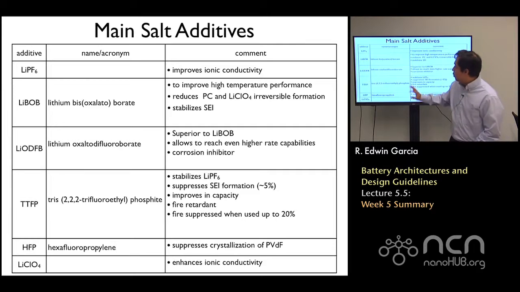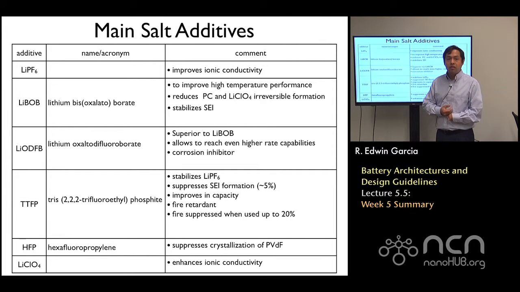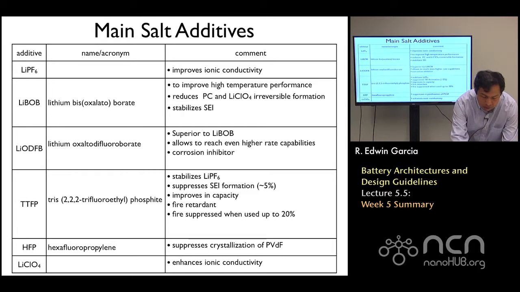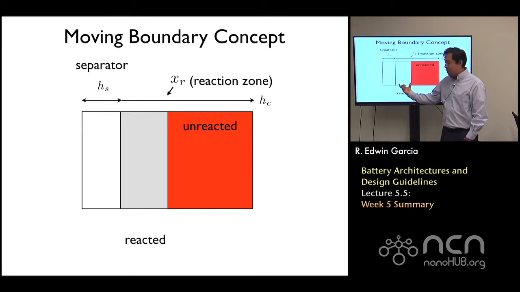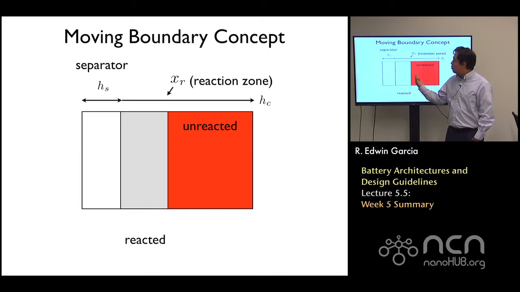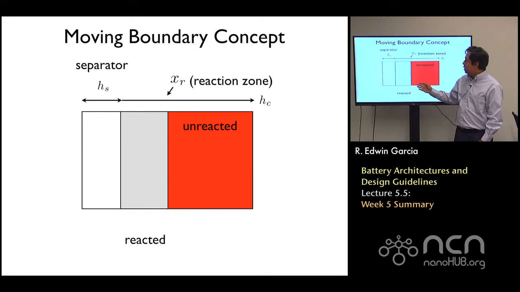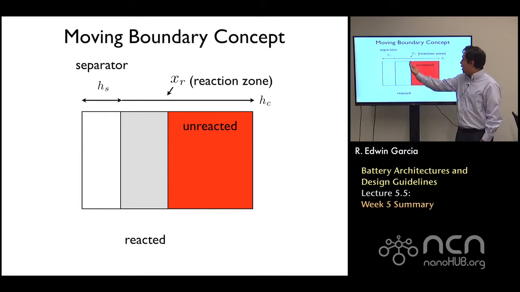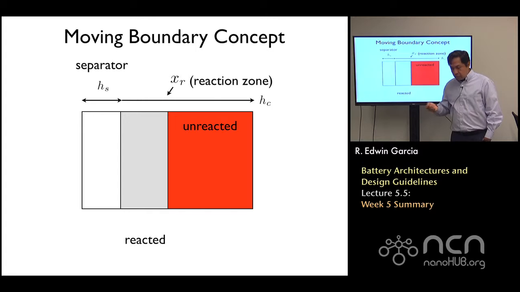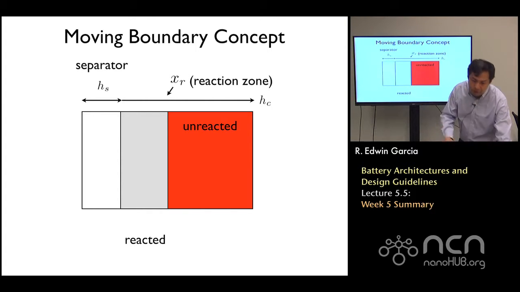Now, based on that, we proposed the concept of reaction zone to describe the performance of a cell. And here, what we basically did, we divided the electrode into a reacted and unreacted zone that is moving at some velocity, and it's defined by this position x_r, which is a function of time, okay. The cell in this case is defined as being completely discharged when x_r reaches all the way h_c, when we have reached the cutoff voltage, or we have effectively short-circuited the system.